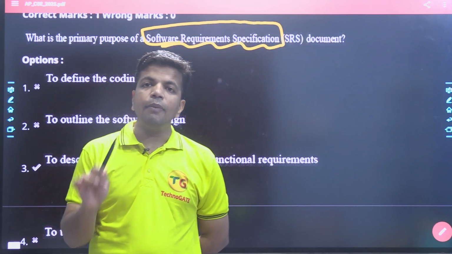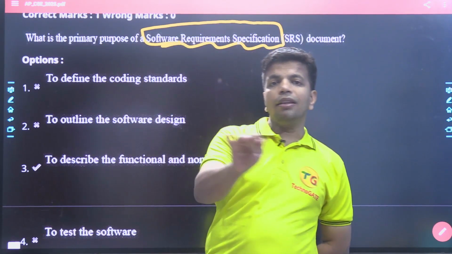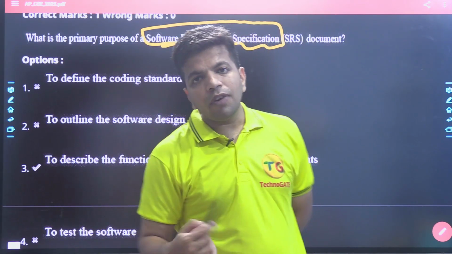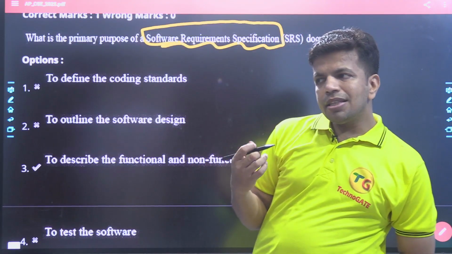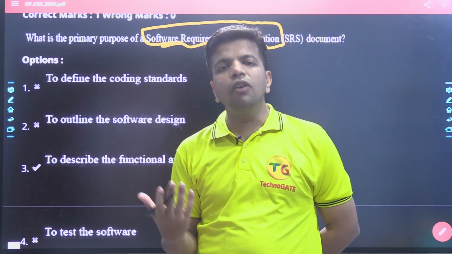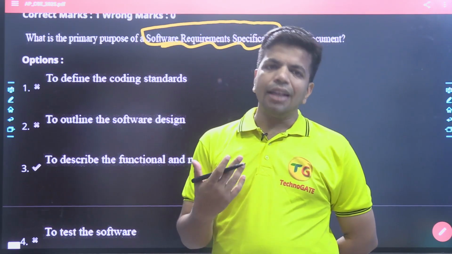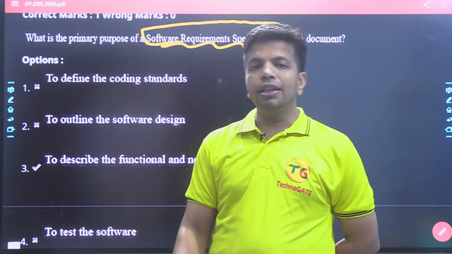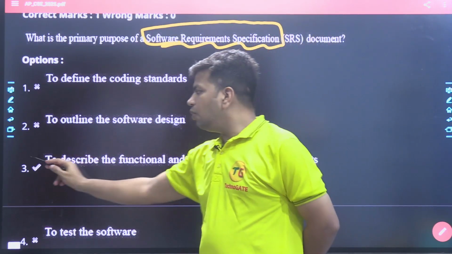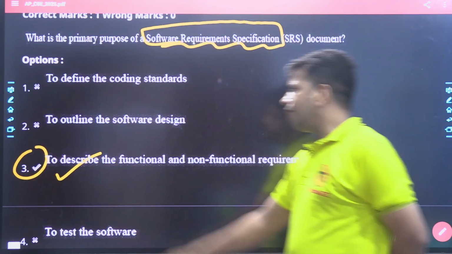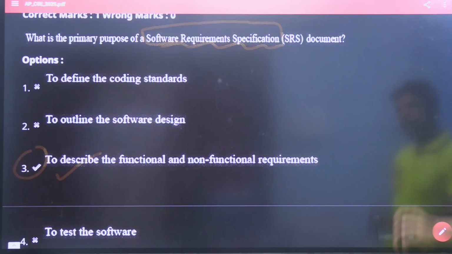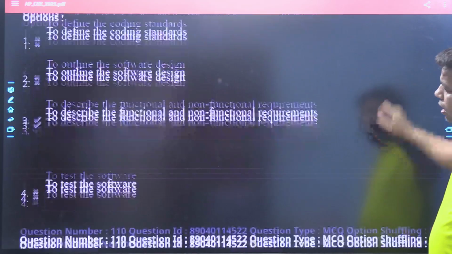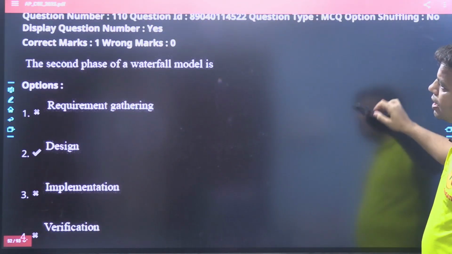Functional requirements are the ones that are compulsory. Without them, your system is not going to work. And non-functional requirements, somehow we can say, simply beautify your software. So in the SRS document we are specifying both things. So that's why you can go with the third answer. Third is the correct one. Got it? Let's move to the next question.